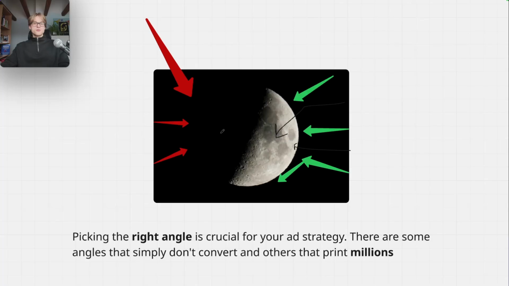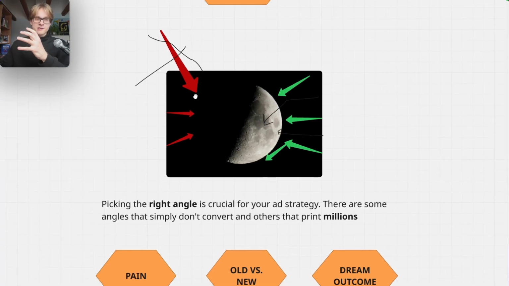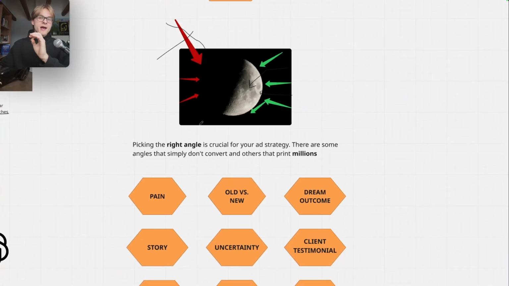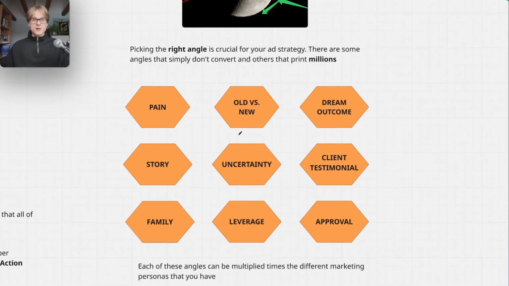And the same exact thing is true for your ads. There are angles that simply don't work for any reason. There are other angles that perform very, very well. And picking the right angle is crucial for your ad strategy because, again, there are some angles that can literally print you millions, and others that don't work. Angles could be pain, old versus new, dream outcome, story, uncertainty, client testimonial, family, leverage, approval, and a bunch of more things. And all of these angles can then be multiplied by your personas.